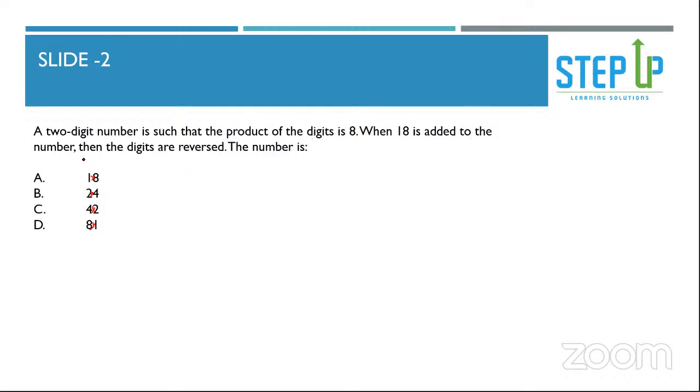When 18 is added to the number, the digits are reversed. So if you add 18 to it, it should give you the reversed digits. If I take 18, the first option, and add 18 to it, I should get 81. When 18 is added to the number, the digits are reversed.